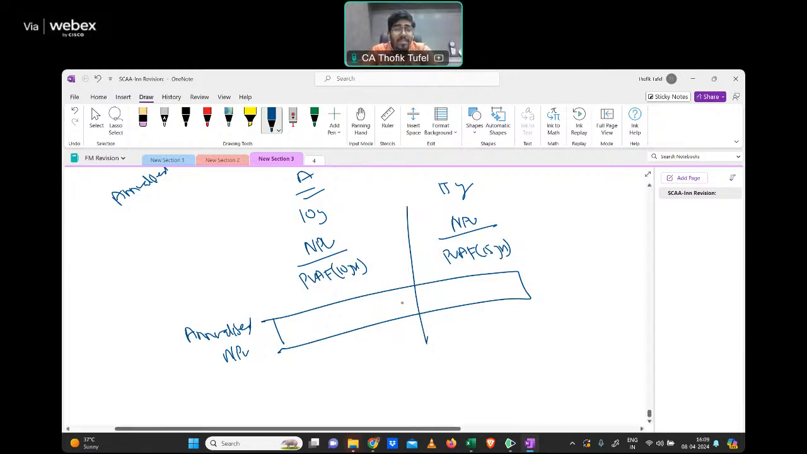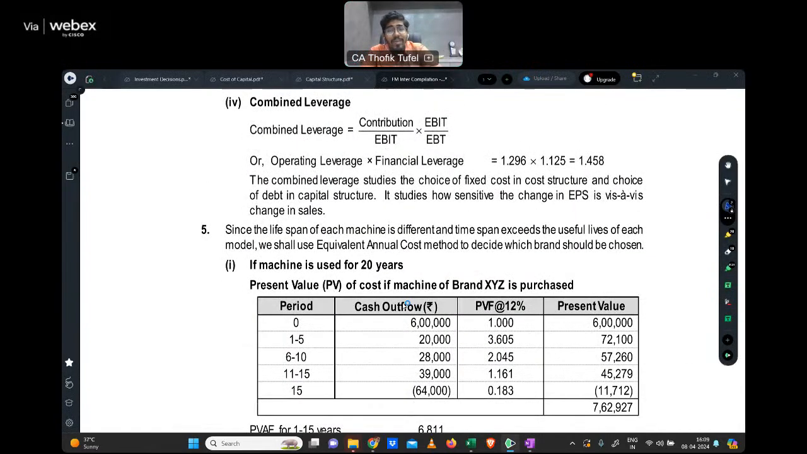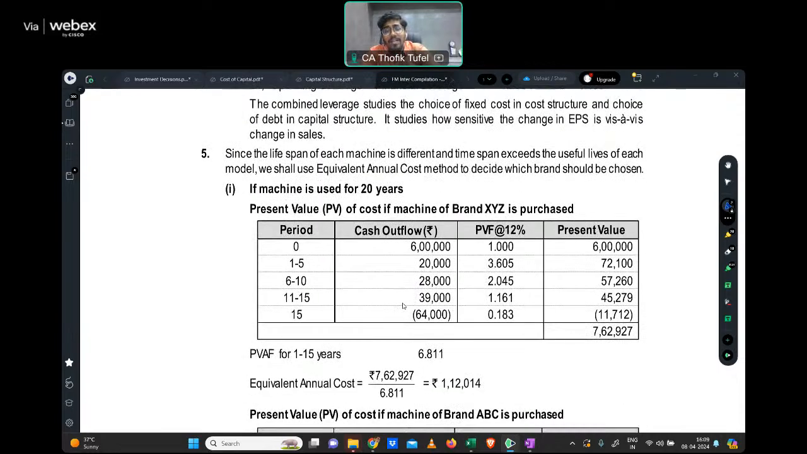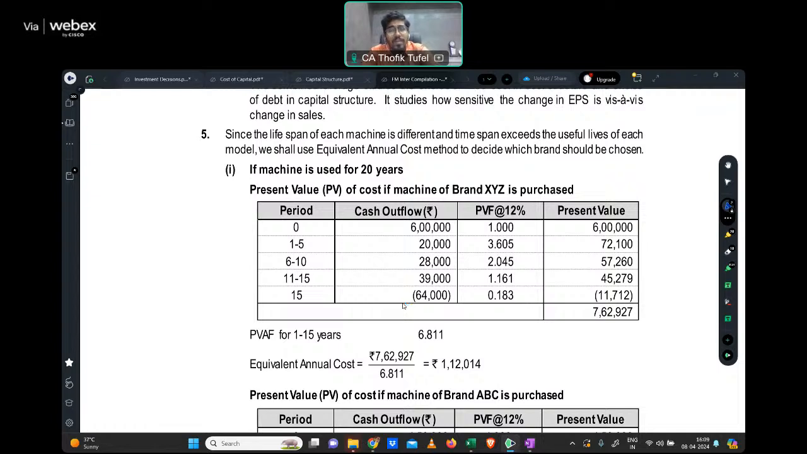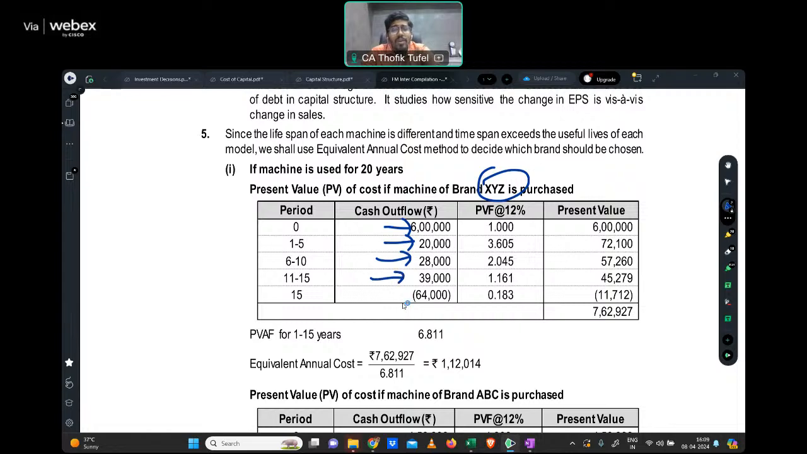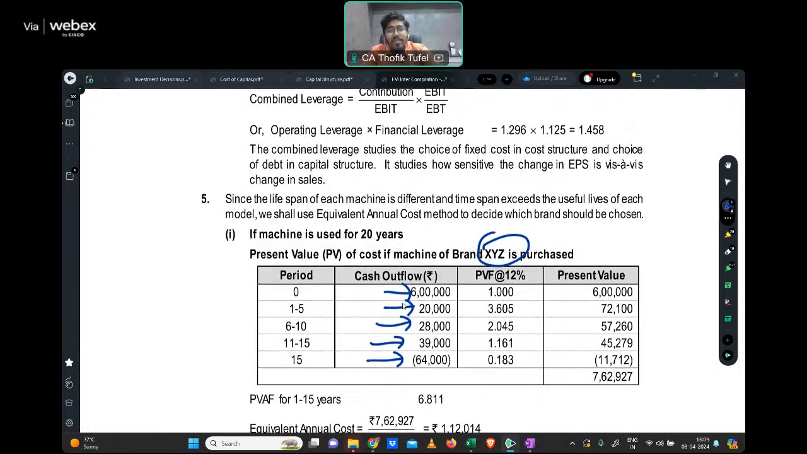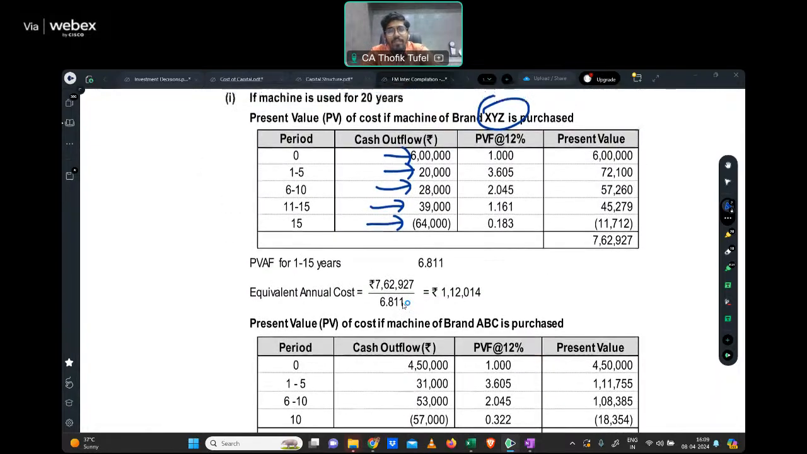Since one case is for 10 years and one is for 15 years, you are finding the equivalent annualized cost. So first, brand XYZ: 6 lakh is the outflow at the start. Then 1 to 5 years, this is the outflow. 6 to 10 years, this is the outflow. 11 to 15 years, this is the outflow. In the 15th year, you will get this scrap, which is 64,000 rupees.